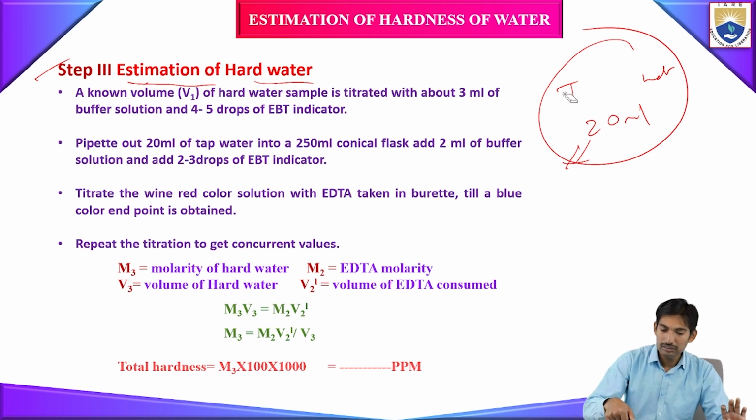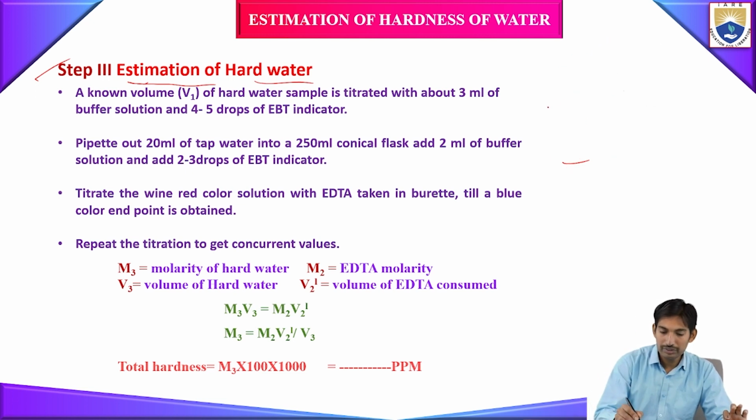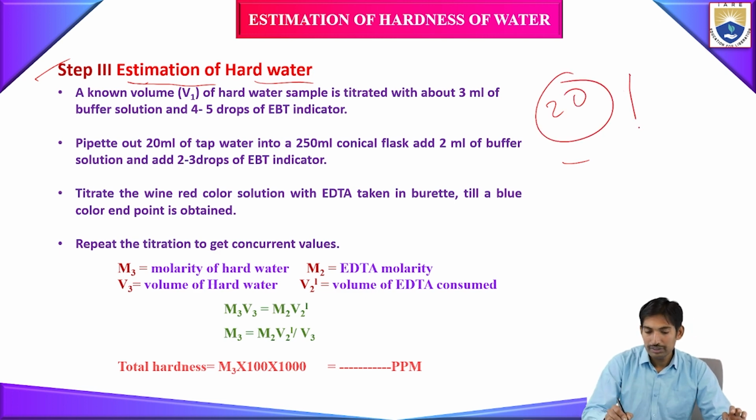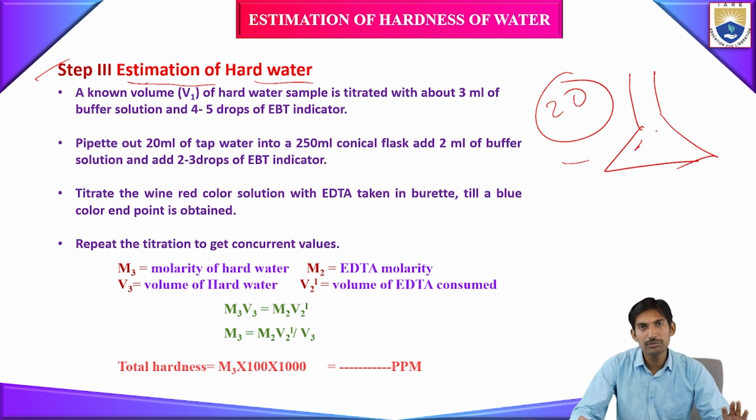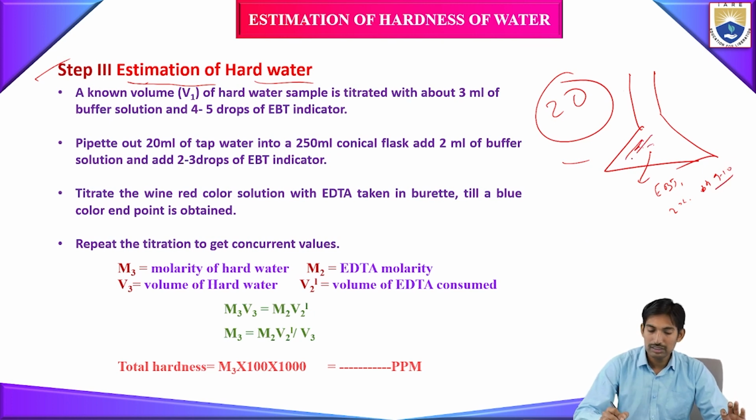We take this tap water, 20 ml, in a conical flask. This water contains both calcium and magnesium salts. If we add EBT indicator and 2 to 3 drops of pH 9 to 10 buffer, that is ammonia buffer, the calcium and magnesium salts react with the EBT indicator. It forms a calcium magnesium EBT indicator complex, that is unstable. The color of this is wine red.